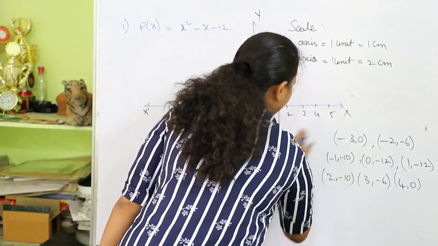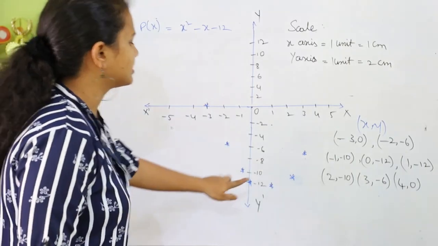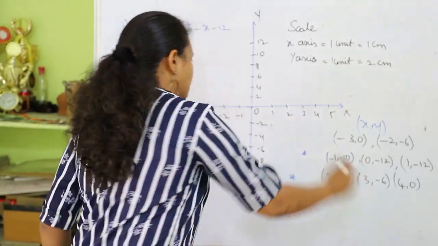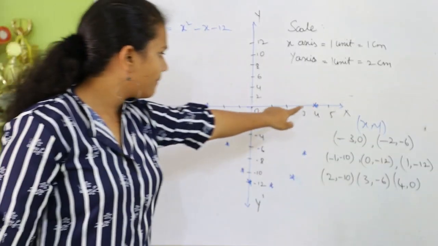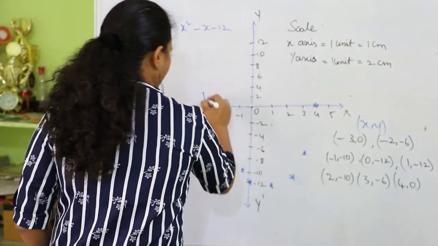Let me have this x comma y. These are the x comma y values. Next, what else are we done with? 3 comma minus 6 and 4 comma 0, 4 over here, 0 over here. Then this will be the point. Clear? Now what you do? Join all these values, like this.